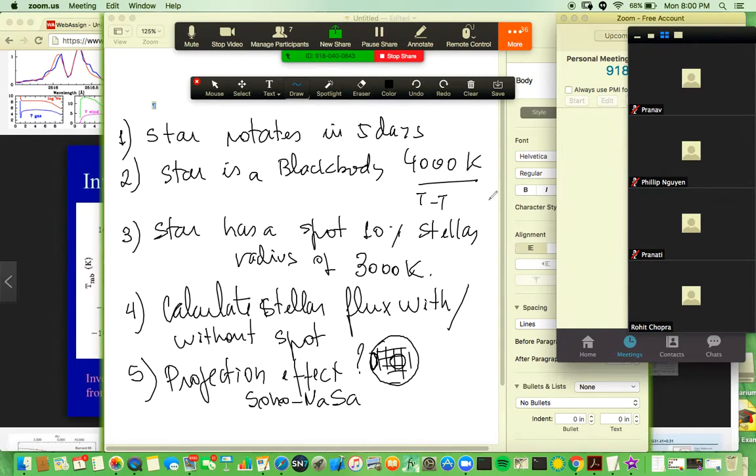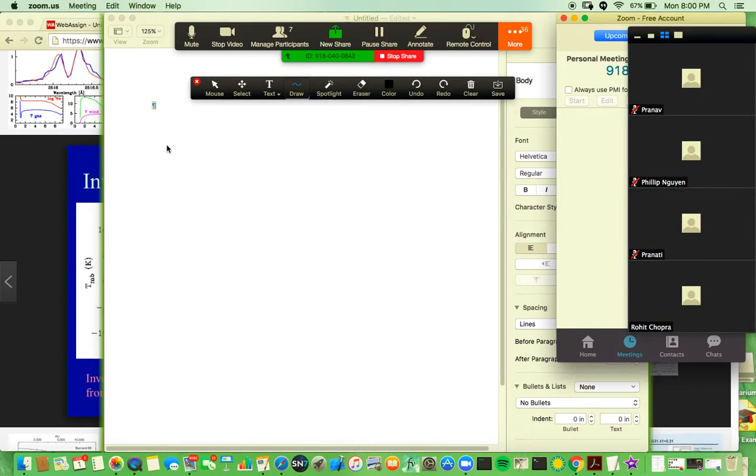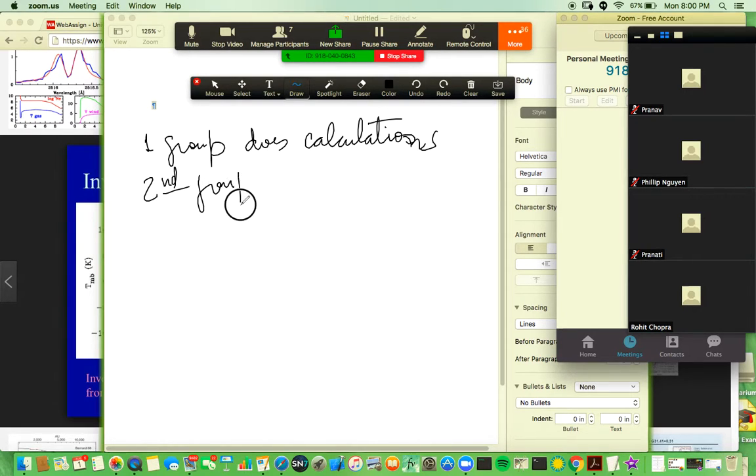So this is basically the general idea. But you could divide in 2 groups. One group does calculations, and the second group works on animation. Or you can have one of you working both groups. But I would like everyone to have some participation.